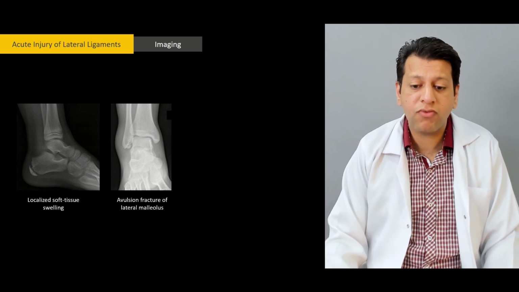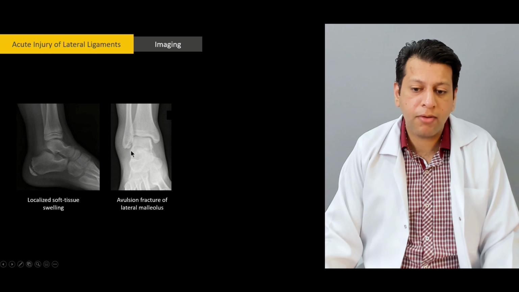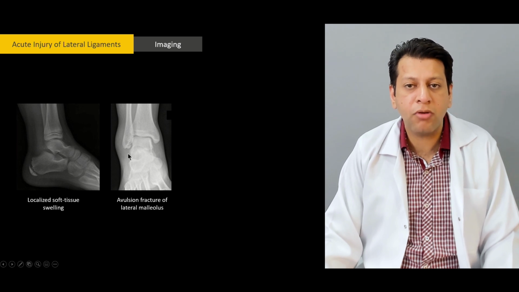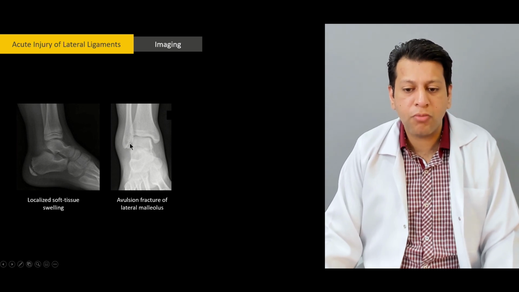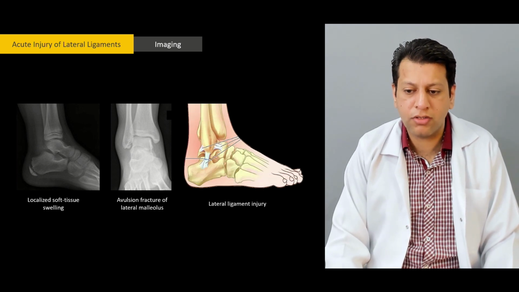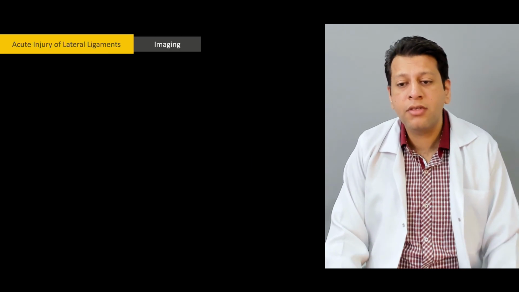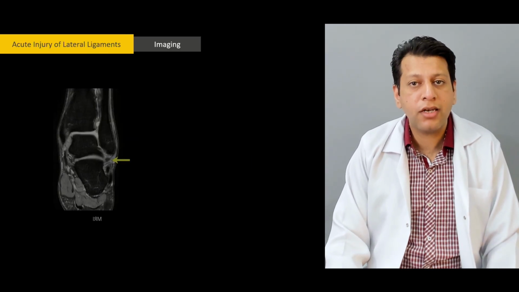Sometimes they present with avulsion fractures. You see this is such a small fragment which is probably something that has happened. It could be either the calcaneofibular ligament or the talofibular ligament which may have avulsed from its origin. Sometimes you need more than X-rays and you have to go for a CT scan or MRI.